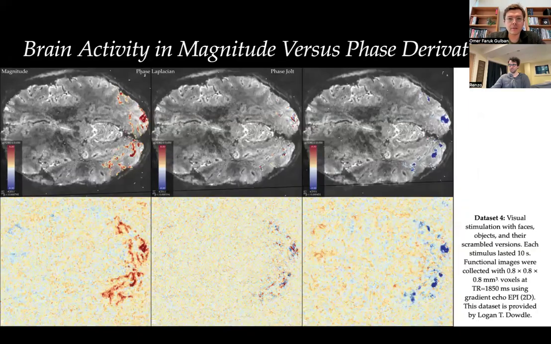Again, undeniable. And this last data set that I will show is the same experiment, same stimulation, but acquired at sub-millimeter resolution, 0.8 millimeter isotropic with a longer TR. And again, there is activity that survives. I believe it's, again, undeniable that when you compute the spatial phase derivatives, there is something there. Okay, so what is it? What's going on? How can we understand this thing?